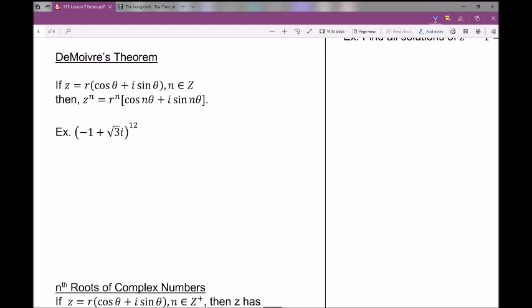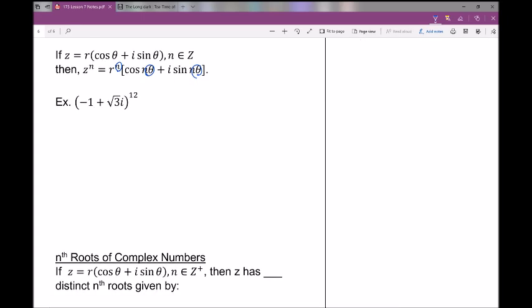So it says if z is in its polar representation, then z raised to some power, all we have to do is raise the radius to the power of n, and we have to multiply the argument inside of sine and cosine by n. So this is where the polar form comes in extremely handy, because we don't have to sit here in this example and multiply negative 1 plus square root of 3i by itself 12 times. All we have to do is convert it to its polar form and use this really nice theorem, and we're good to go. So let's work on this example.